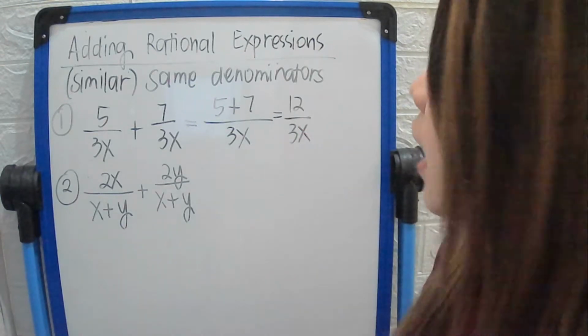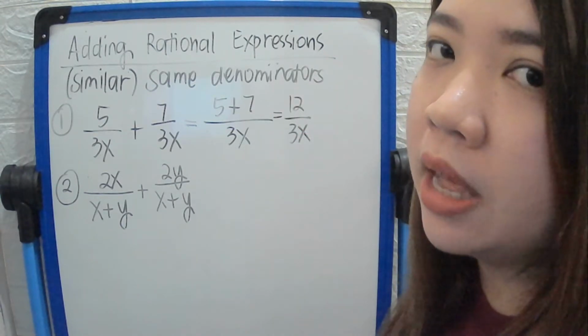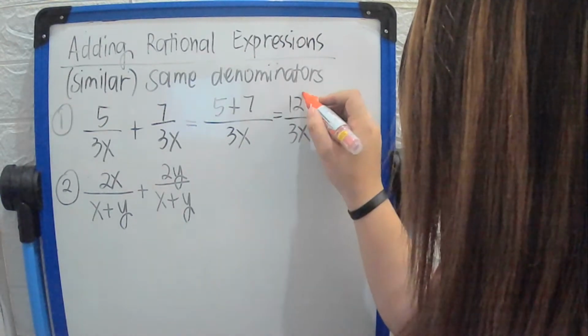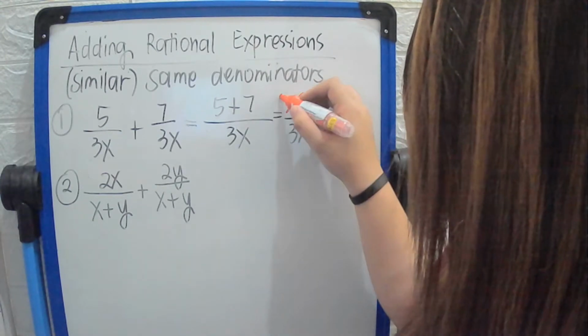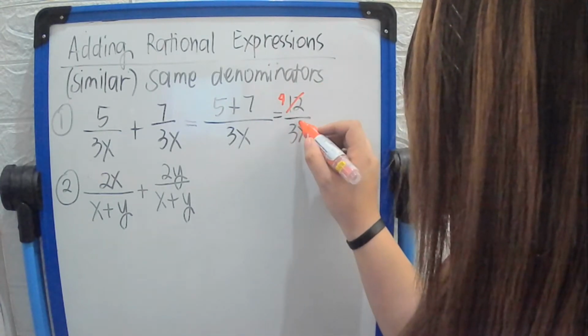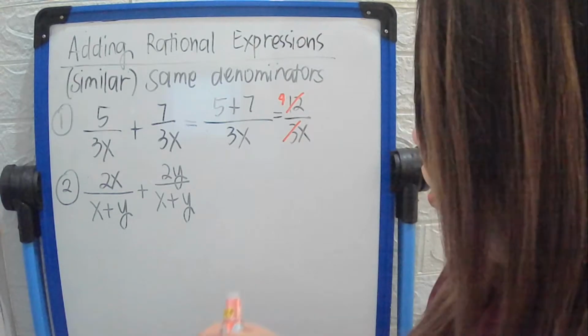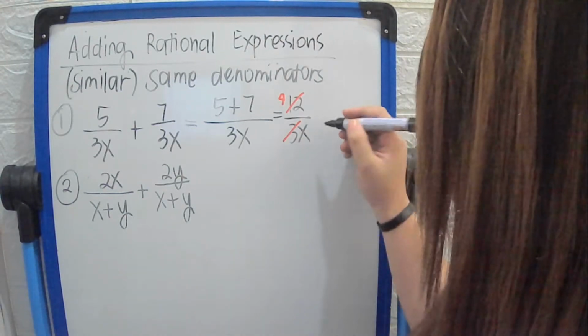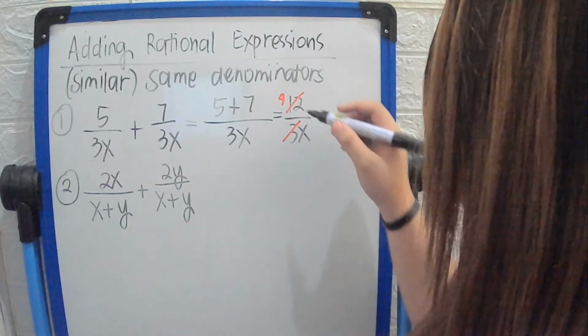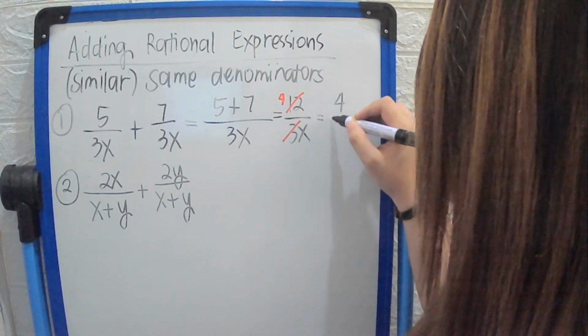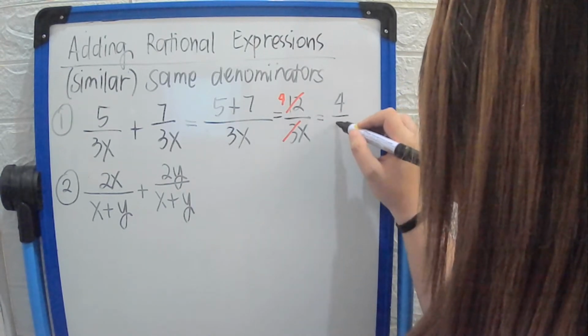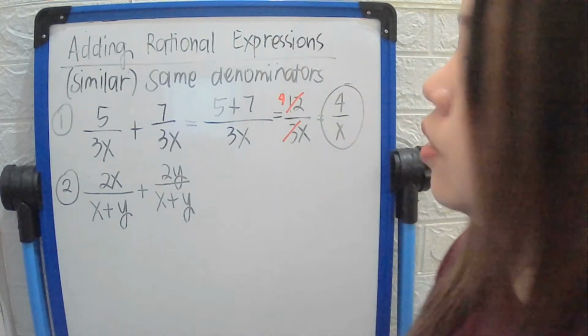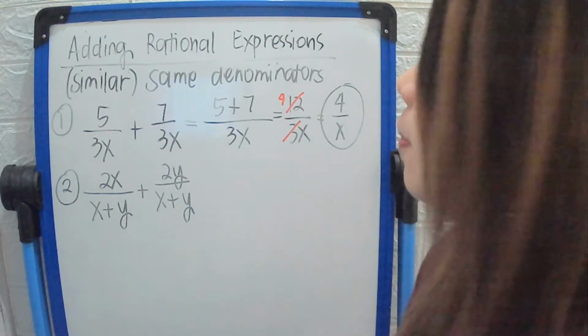Now, if you are asked to simplify your final answer, 12 and 3 can both be divided by 3. So if you divide 12 by 3, that will be 4. And 3 divided by 3 will be 1, or simply cancelled out. So for your final answer, you are left with 4 in the numerator and x in the denominator. So this will be your final answer.